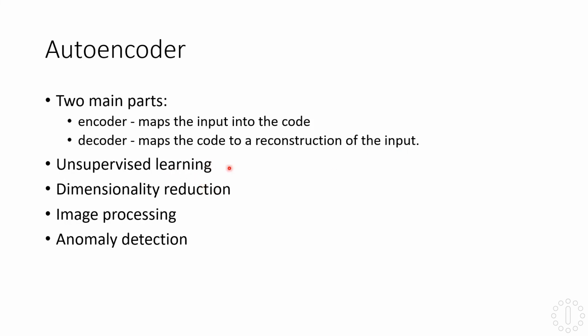Autoencoders are specifically suitable for unsupervised learning. This is a type of machine learning problem where we don't use predefined labels that we want to assign to the data, but we have some data and we want to extract some knowledge from it without having labels. It can be used for dimensionality reduction, because during this reconstruction only the most important features are kept. It can be used for image processing and pre-processing, and it can be used for anomaly detection.